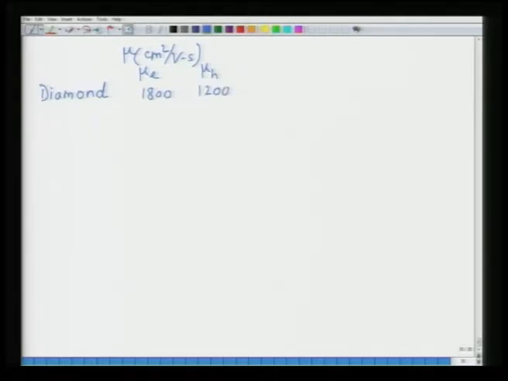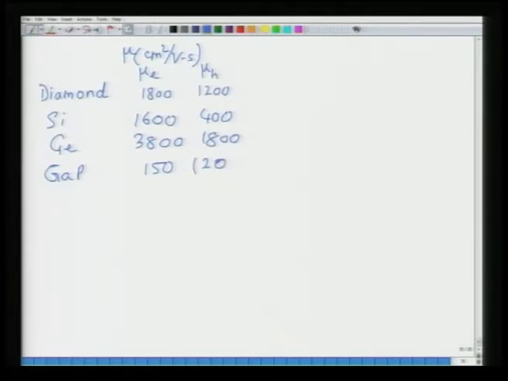Diamond actually has very good mobility of electrons and holes, it is just that it has a very large band gap. As a result it is a very good insulator. Silicon on the other hand has about 1600 and 400. So, silicon has more mobile electrons as compared to holes. Germanium, which is also a very good semiconductor, 3800, 1800, and these are your non-ionic covalently bonded solids. And if you look at a compound semiconductor like gallium phosphide, it has much smaller numbers. These are approximate numbers, not absolute numbers, and they depend upon various factors.